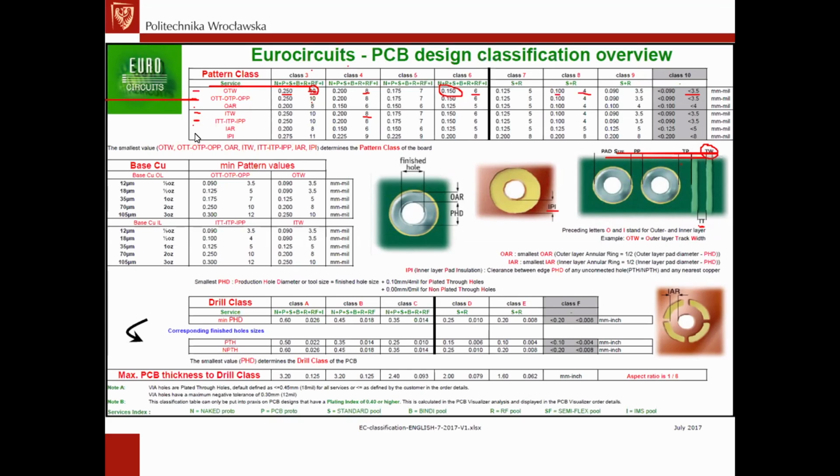There are manufacturers I know that offer different values. The inner layers are usually better than the outer, so the capabilities are slightly better. But again, it depends on the manufacturer. And then we have a completely different parameter, but again very important.